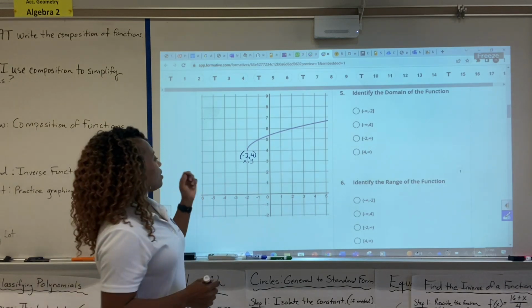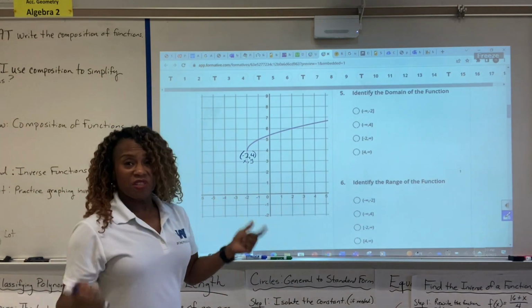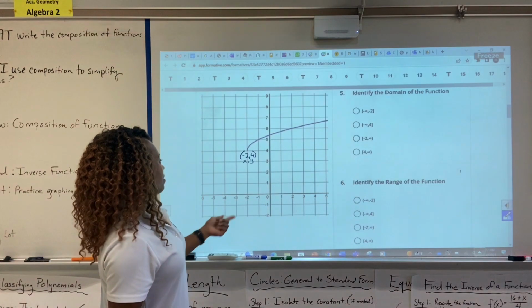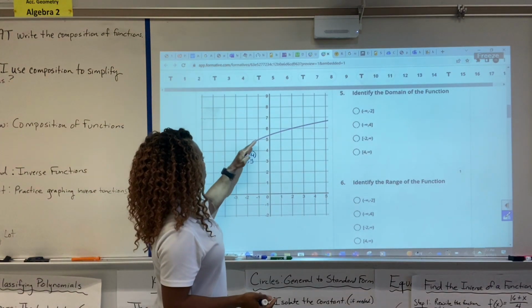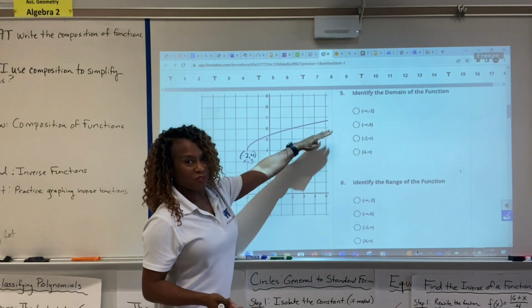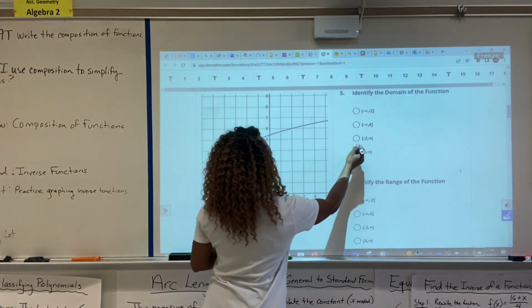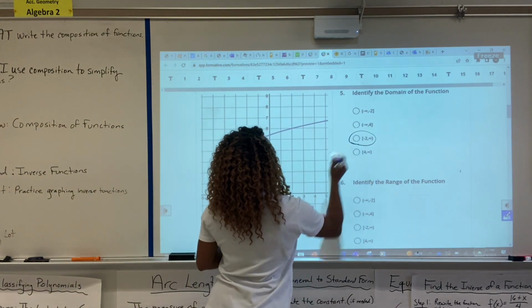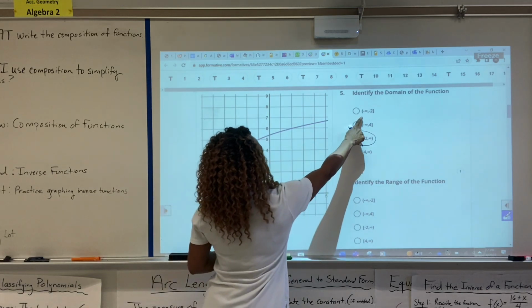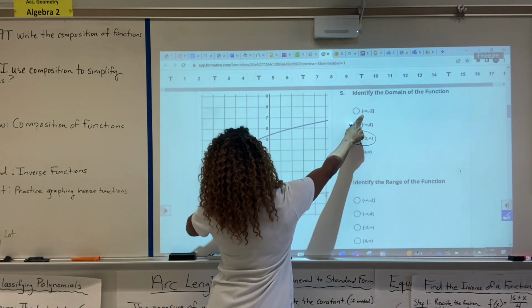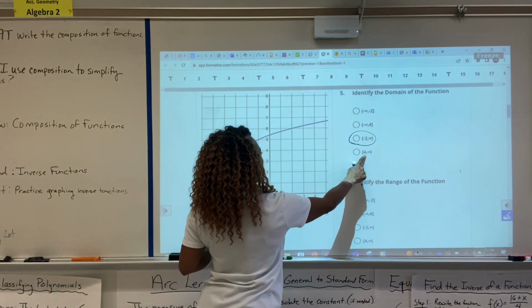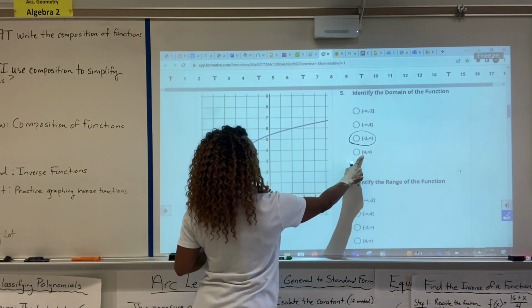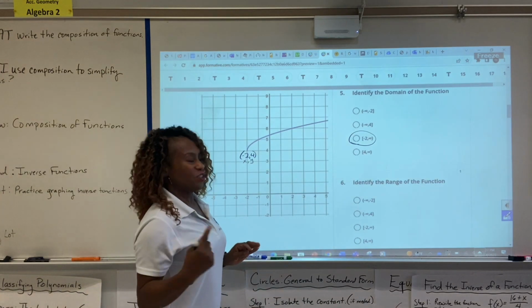All right, so the domain, the x values. As we can clearly see, the domain starts at -2, and from there this graph just goes on and on to positive infinity. That means we are looking at this choice here. This one says it starts from as far left as you can go. That's not true. That's not true. This does not start at 4 for the domain. It starts at 4 for the range.